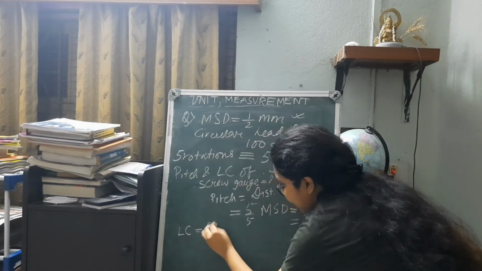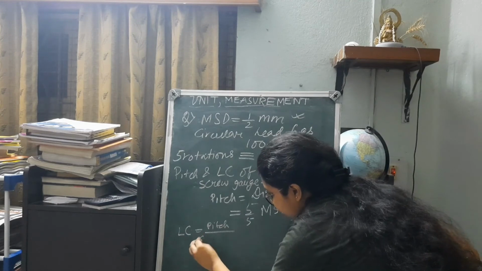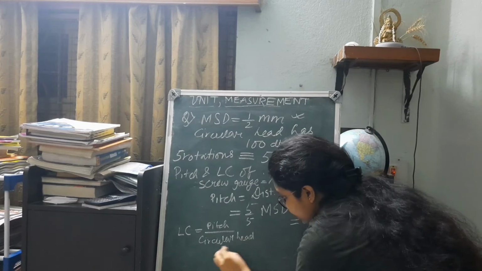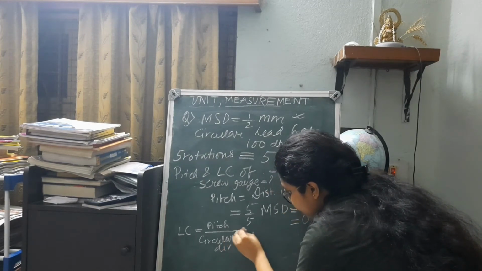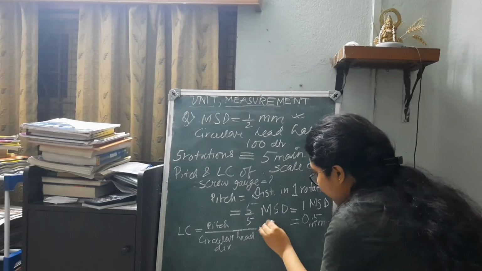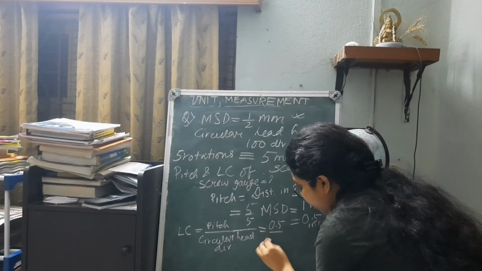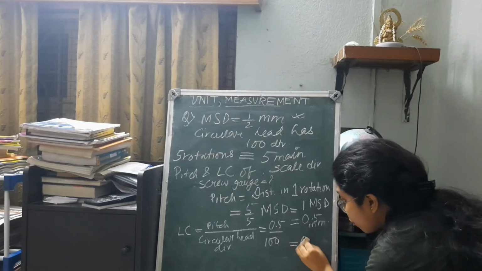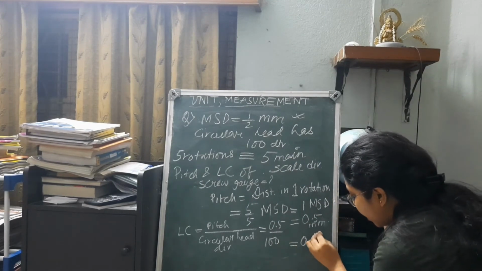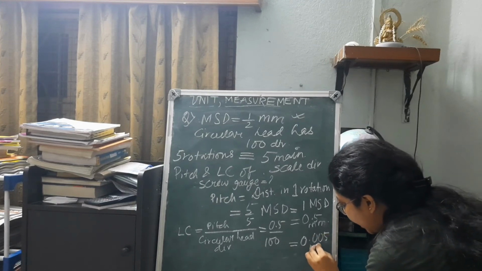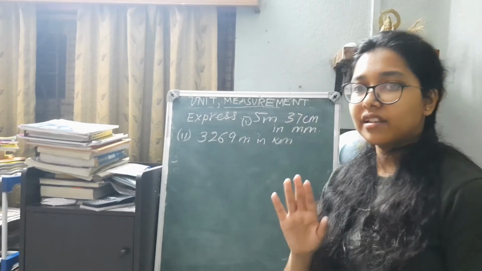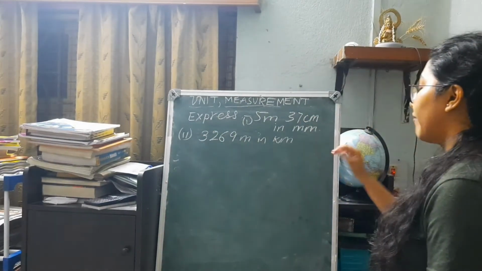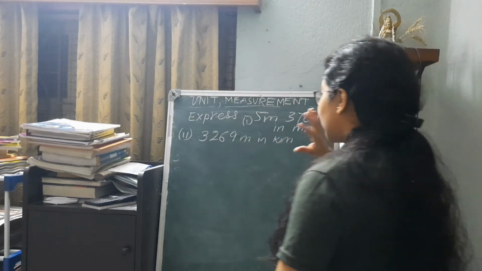Now the next part, the LC. We know that LC is nothing but pitch divided by circular head divisions. So pitch is 0.5 and the total number of divisions on the circular scale is already given, that is 100. So our least count becomes 0.005 millimeter. Now the next question is a very simple question. You must know how to do them, but still it is generally provided for the chapter units and measurement, so I am just doing them.